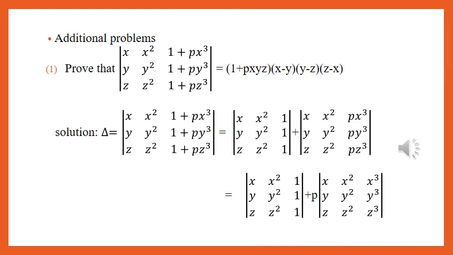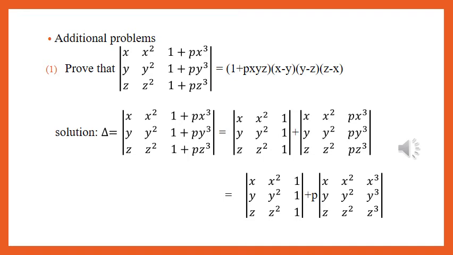Now we will be doing two additional problems. First one, prove that determinant x square, 1 plus px cube, y square, 1 plus py cube, z square, 1 plus pz cube is equal to 1 plus pxyz multiplied by x minus y, y minus z, z minus x. Here this p is a scalar quantity. It is a number. It is a real number. So it is a scalar.